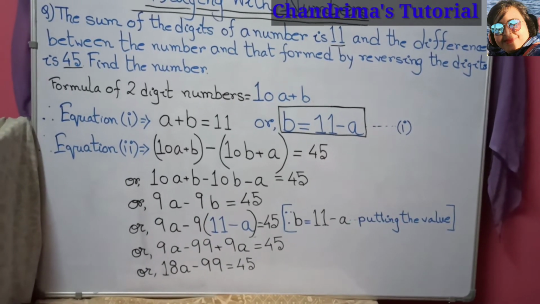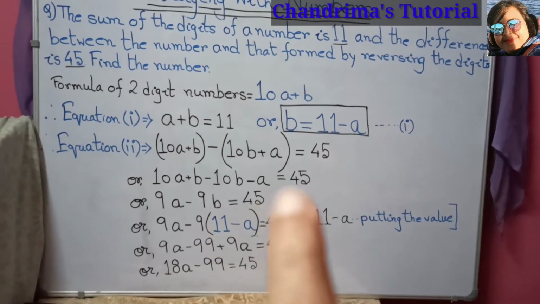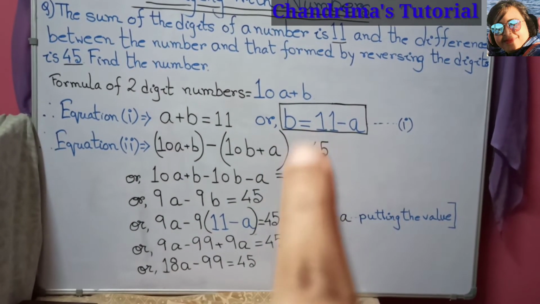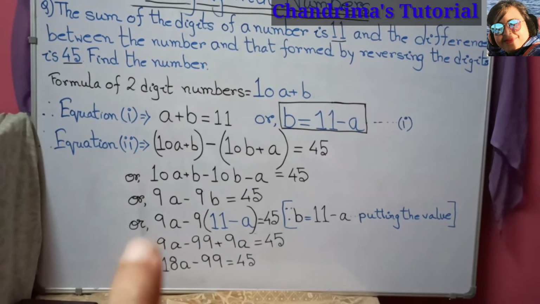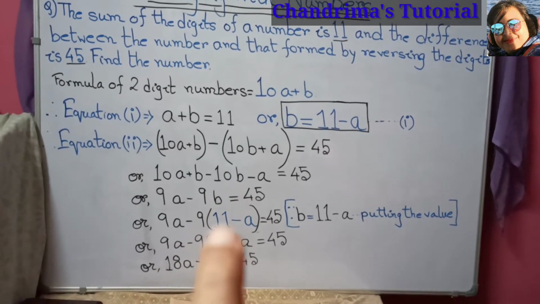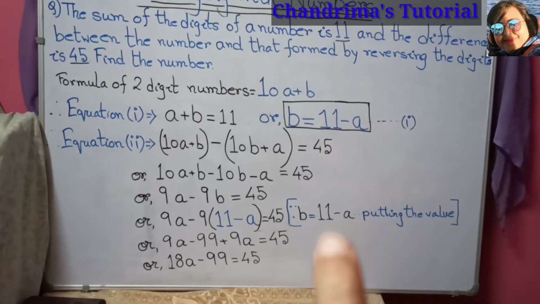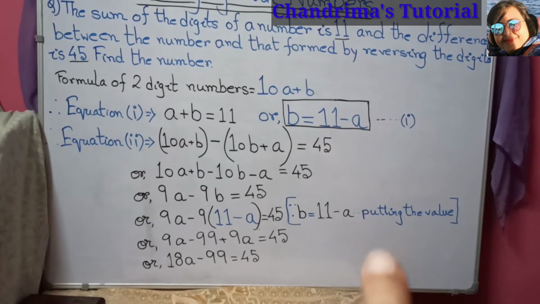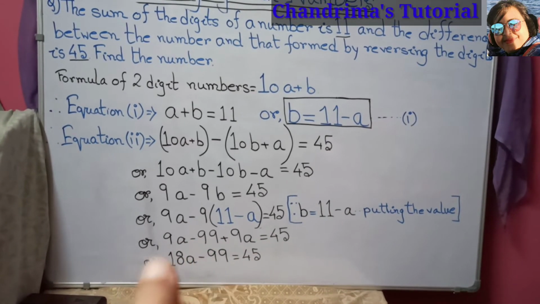Now what should we do? We are going to put the value of b that we got from equation 1, that b equals 11 minus a. I am putting here 9a minus 9, and here putting the value 11 minus a. See, I have clearly mentioned here, since b equals 11 minus a, putting the value. Now again solve this portion.